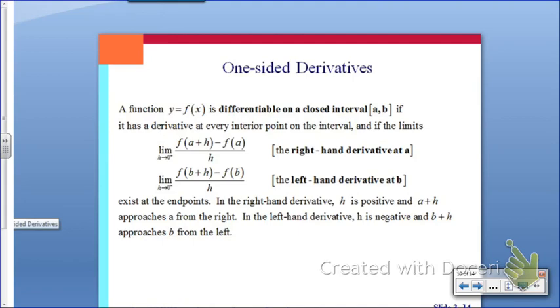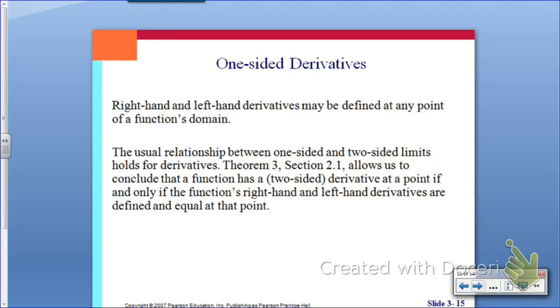When we have one-sided derivatives, we look at each of the derivatives at a specific point and what's called the right-hand and the left-hand derivative to see if the left and right-hand derivative exist. The right and left-hand derivatives may be defined at any point of a function's domain. The usual relationship between one and two-sided limits holds for derivatives and allows us to conclude a function has two-sided derivatives at a point if and only if the function's right-hand and left-hand derivatives are defined and equal at that point.